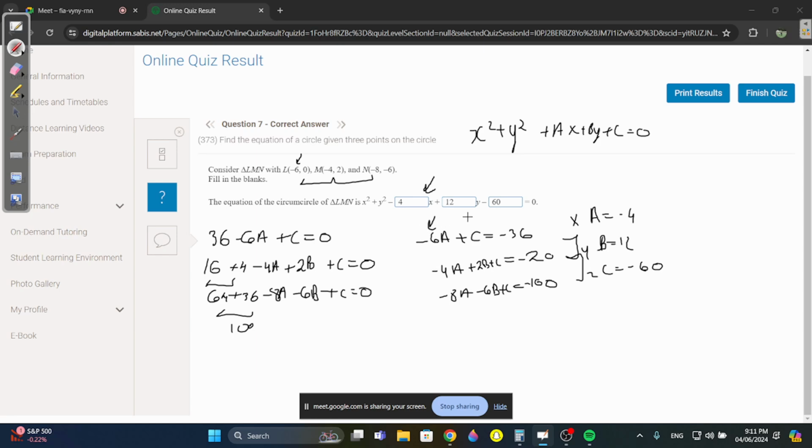Minus 6a plus 0b, you put 0 in the slot of b, plus 1c equals minus 36. Then minus 4, 2, 1, minus 20. Then minus 8, minus 6, 1, minus 100.